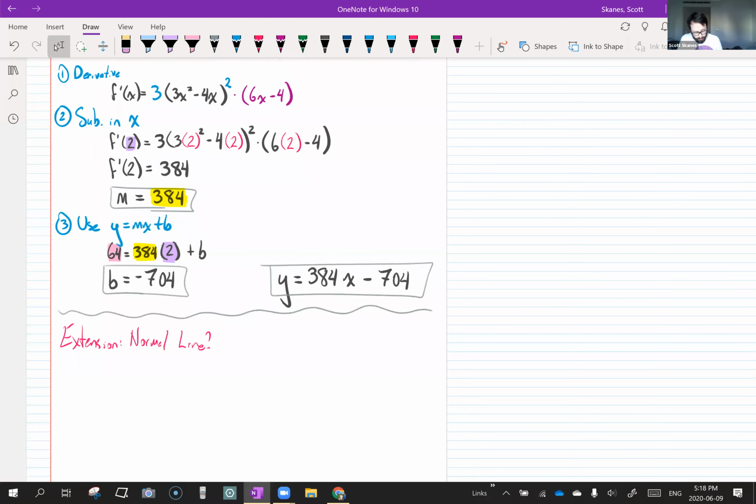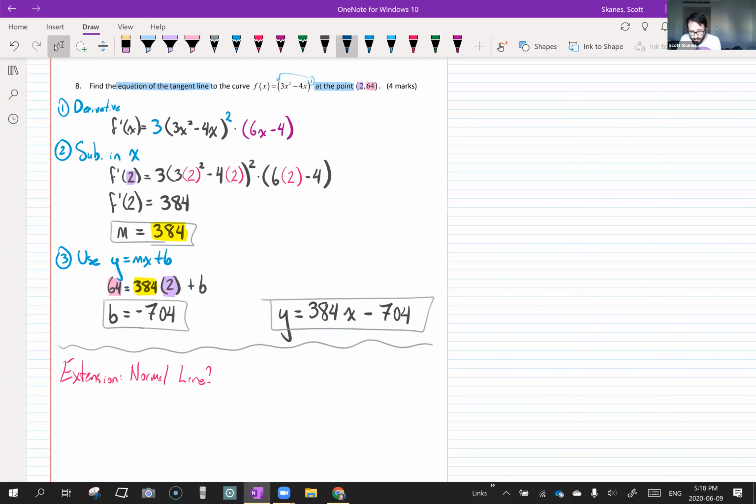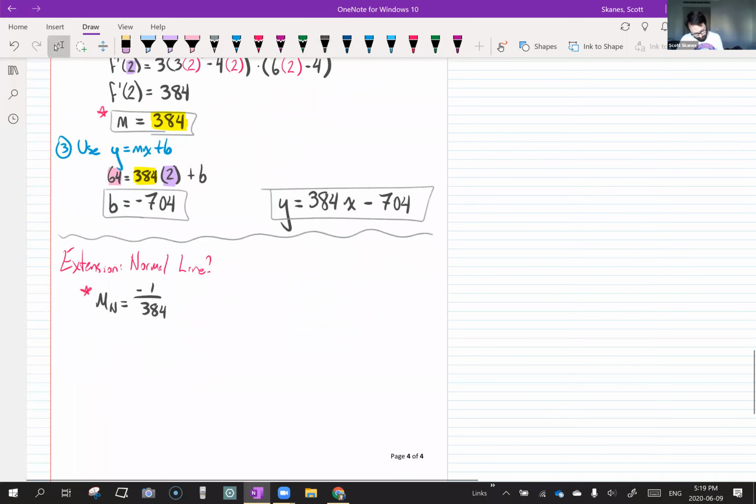Well, first things first, and Mohammed already mentioned this, I think. Actually, everyone's pretty much mentioned it at this point, now that I'm looking at the chat. First thing you need to do is get the slope of the normal line, which is indeed negative 1 over 384. Negative reciprocal, yeah? And then you just need to go straight to the y equals mx plus b step. Y is still 64, m is new, x is still 2, it'll just be a new b. This is a super weird b.